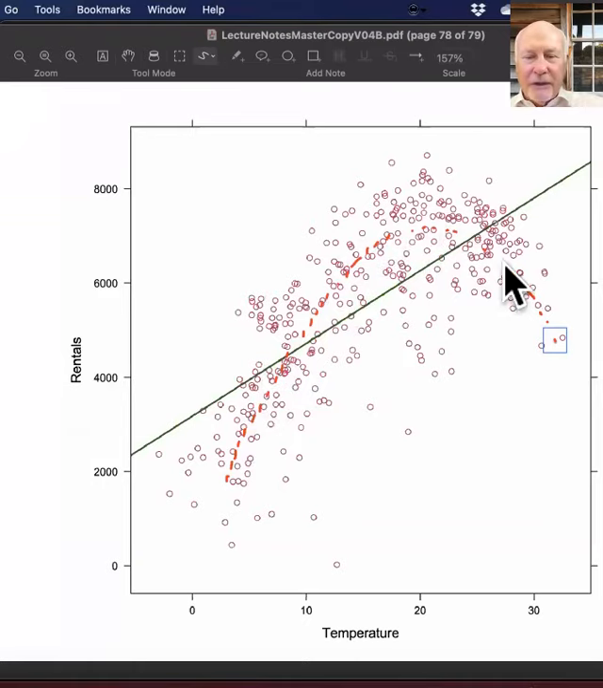I'm pretty certain, I haven't tested it, but I'm pretty certain that you would get more information if you used a curved model, or a model that took into account the curvature there, than you would with a straight line model.